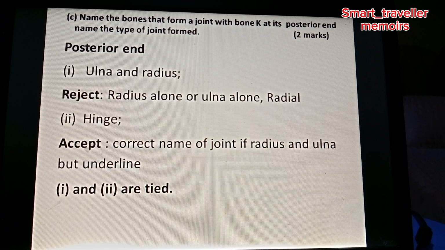ulna and radius. Reject radius alone or ulna alone. Or radial. Joint is hinge. Accept correct name of joint if radius and ulna, but underline 1 and 2, Roman 1 and 2 are tied.